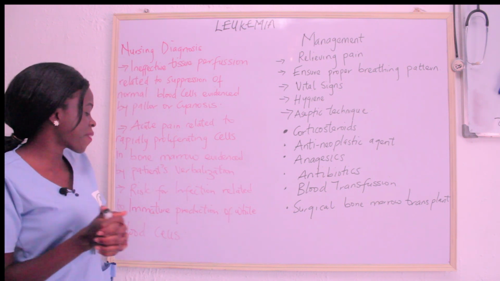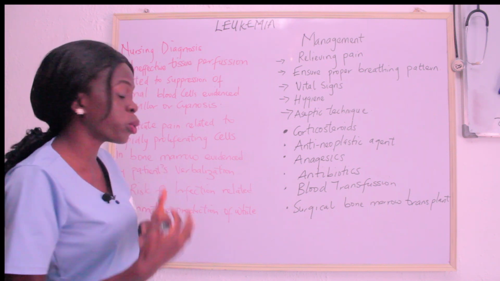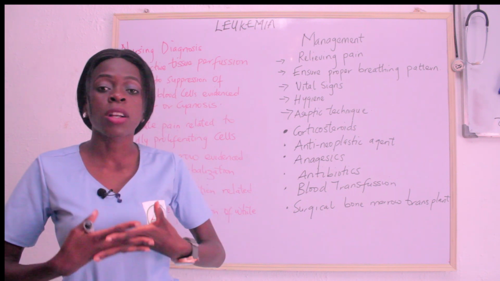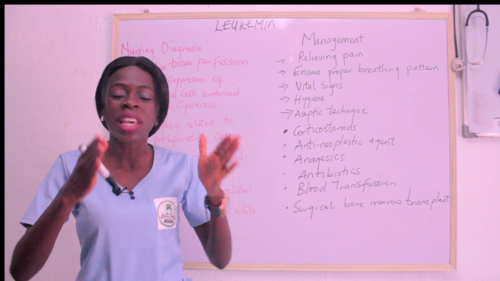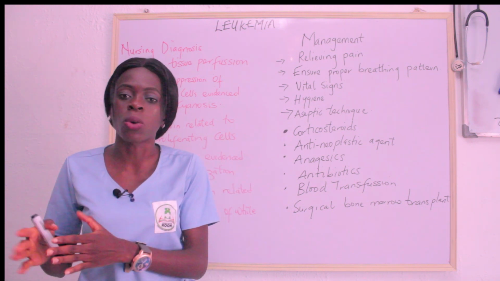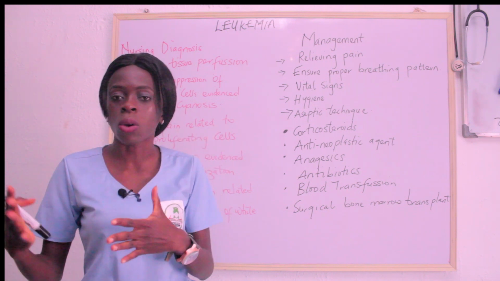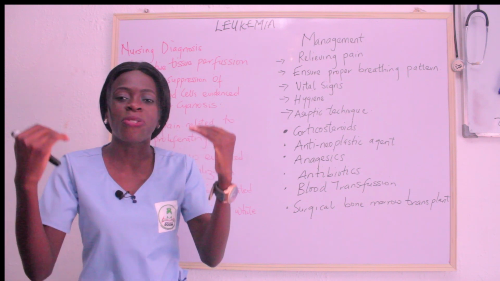The other one I have here is risk for infection related to immature production of white blood cells. Remember when we were discussing leukemia, we said that in leukemia there is production of immature white blood cells. There is a production of what? Immature white blood cells. And these immature white blood cells are unable to defend the body.